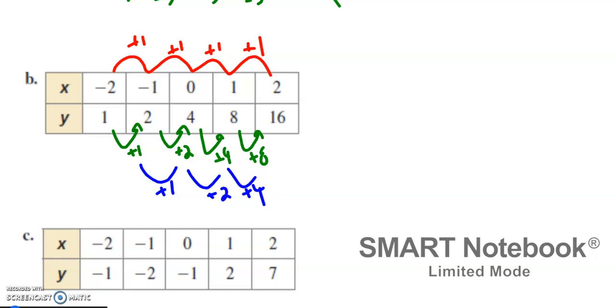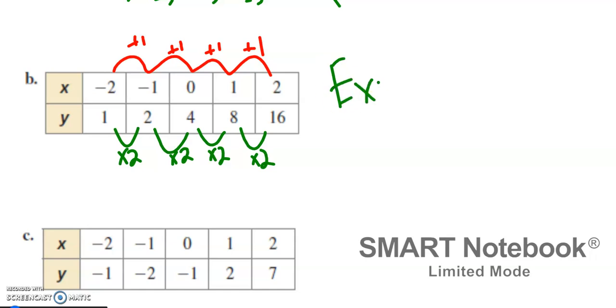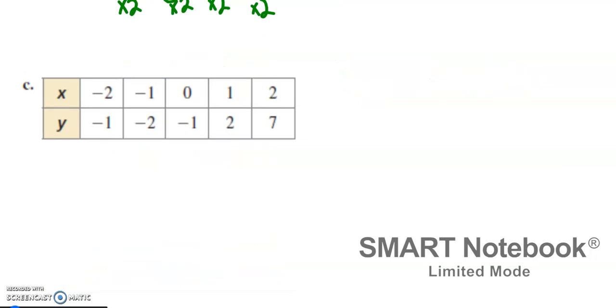So now we want to see, okay, is there a common ratio? So if I want to multiply, how do I go from 1 to 2? Well, I times by 2. 2 to 4, I times by 2. 4 to 8, I times by 2. And 8 to 16, I'm multiplying by 2. So this is going to be an exponential function. And again, we don't need to graph this. We're not going to be talking about this until later in the year, but just want to expose it to you. So now let's talk about C.